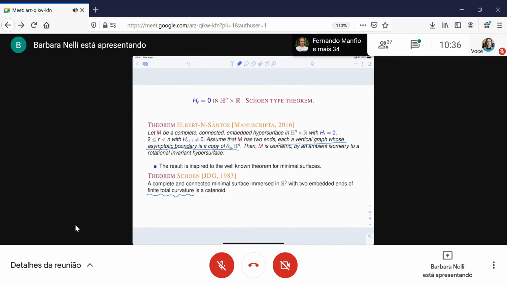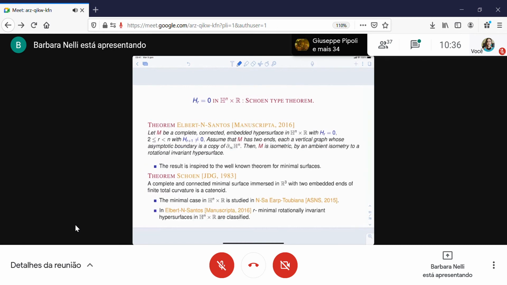I have to say that the minimal case was studied in another paper with Sarp and Tubiana. But of course, in our paper with Fernanda Vaussi, we also have to find and classify the minimal rotationally invariant hypersurfaces. So this is the first result.